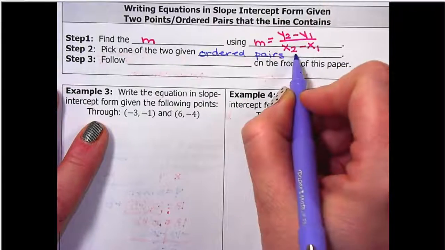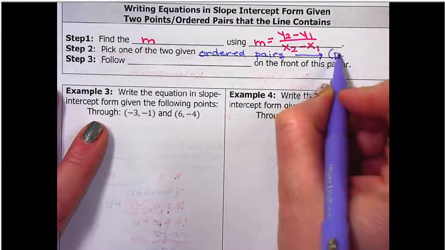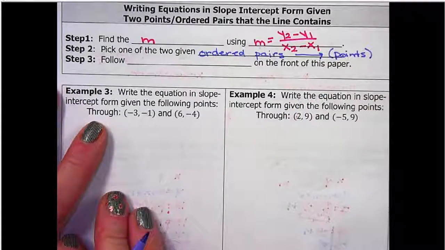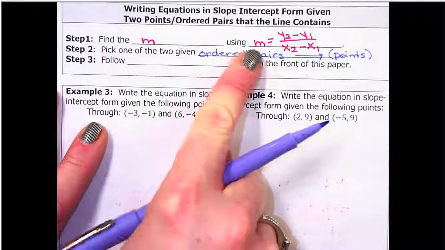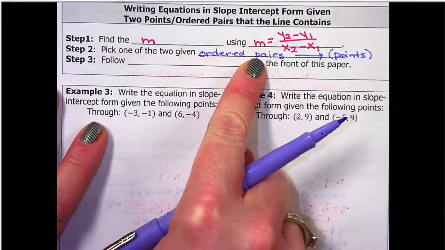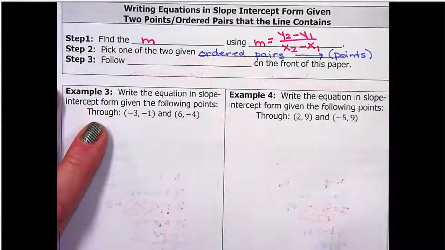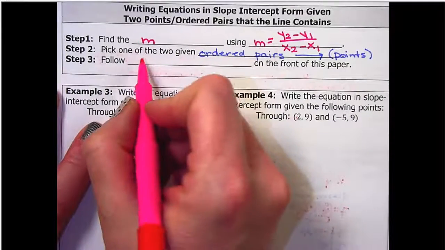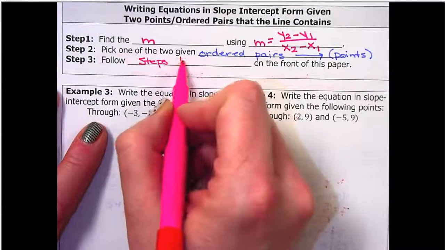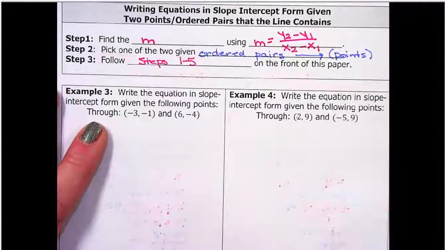Another word for ordered pairs are points, because I'm going to be given 2 points that lie on this line. Once I have m and I have picked my ordered pair, again, typically the first one, it doesn't matter which one you pick though, you follow steps 1 through 5 on the front of this, which weren't so bad, and you can go ahead and find b.